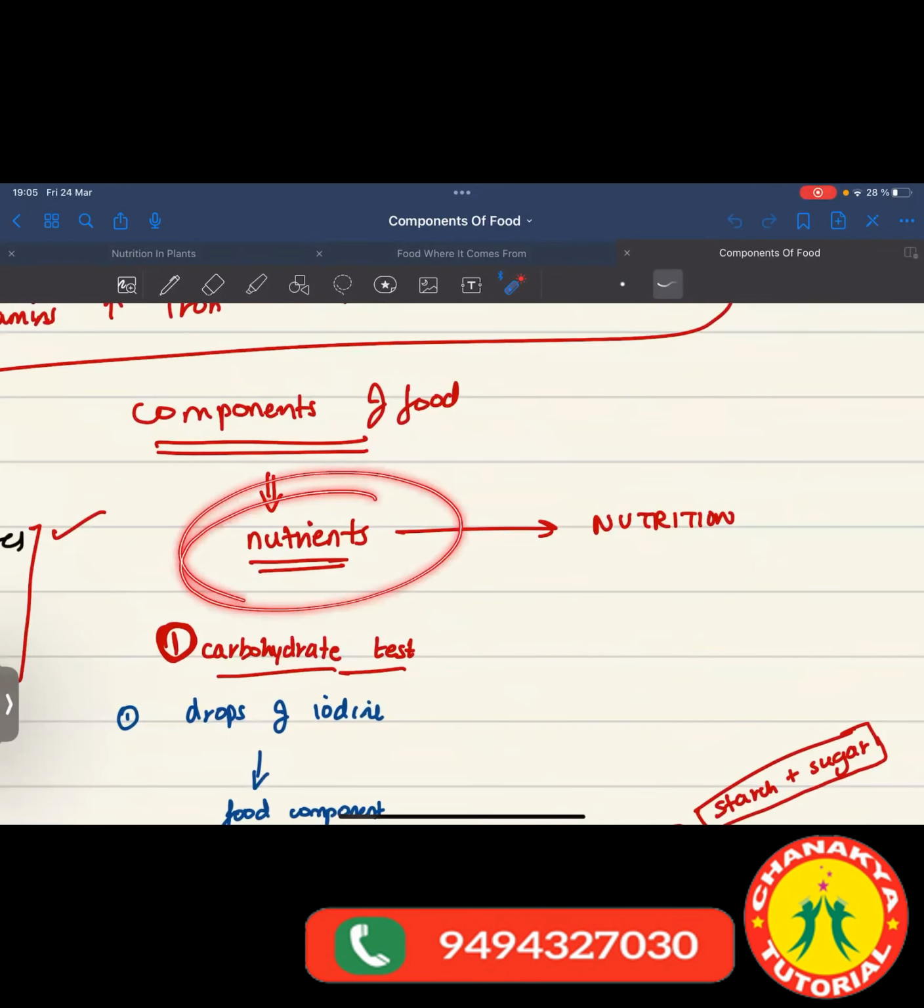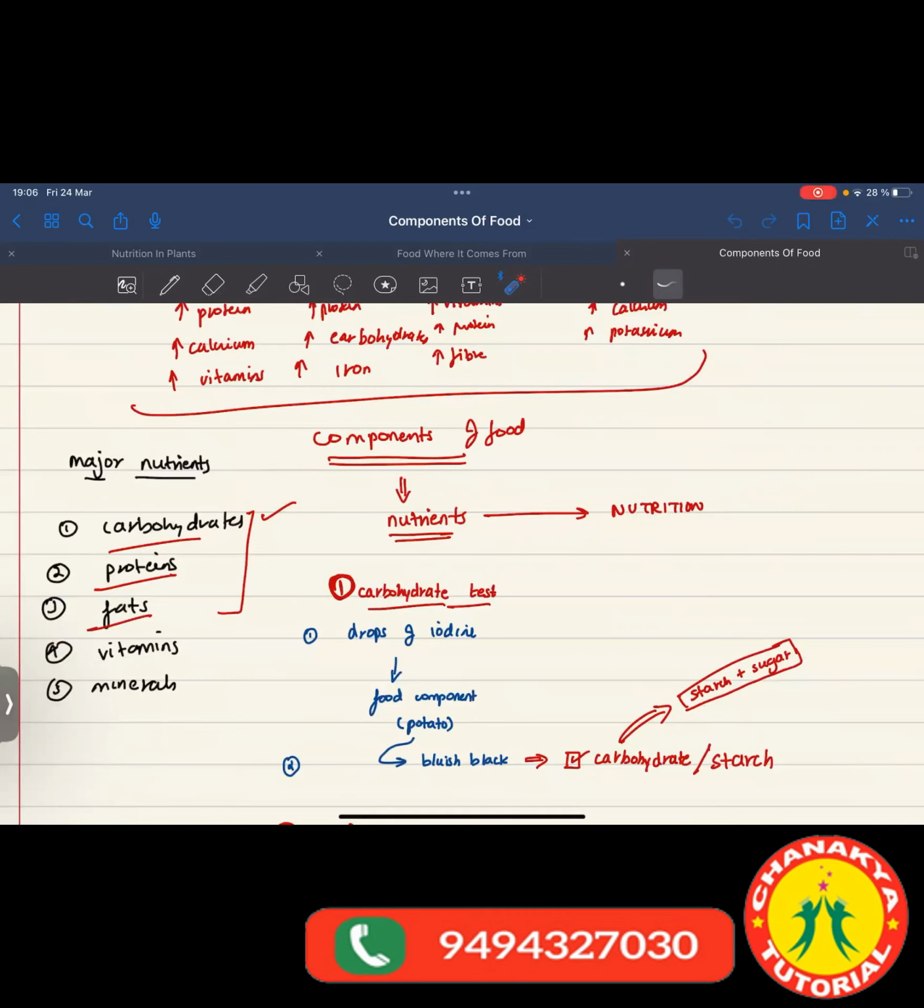So how do you know that a particular food substance has carbohydrates, proteins, or fats? That is what we covered last time. I'll just go through it quickly. You can also refer to my old class lecture, and if even after looking at that you don't understand, you can come up with doubts.